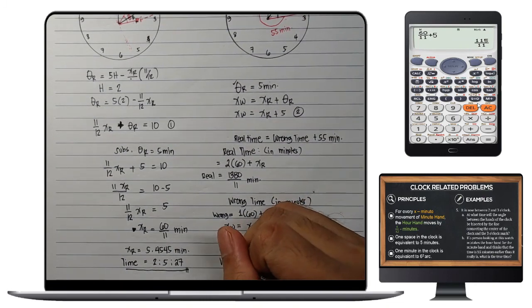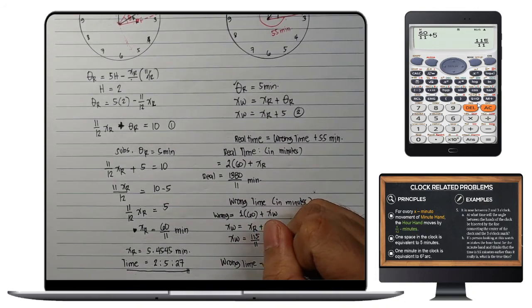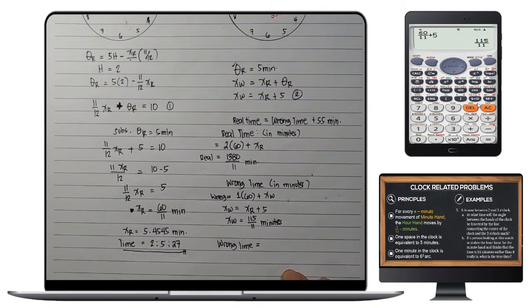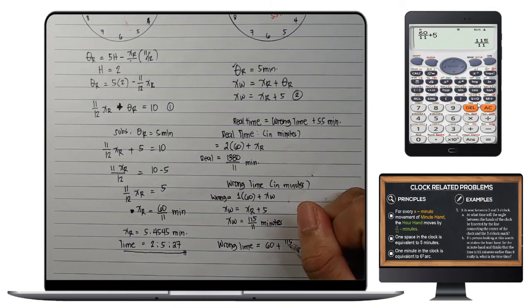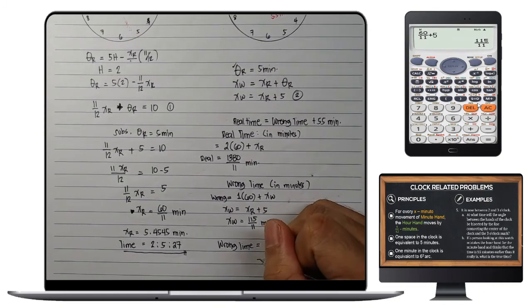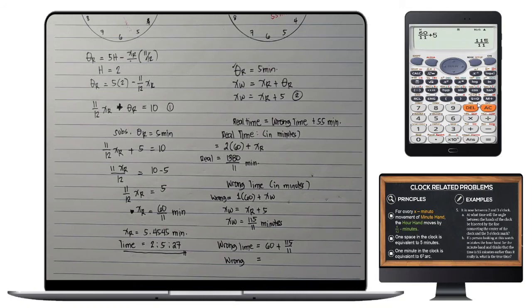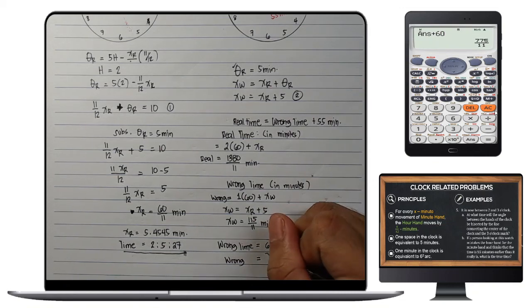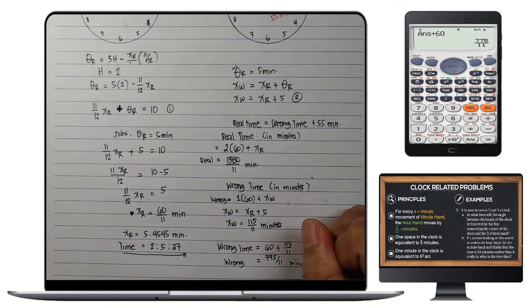So for the wrong time, yung wrong time natin, that is 1 times 60. So that is 60 plus 115 over 11. So yung wrong time natin, okay, so the wrong time is 115 over 11 plus 60. And we have it as 775. So that is 775 over 11 minutes.